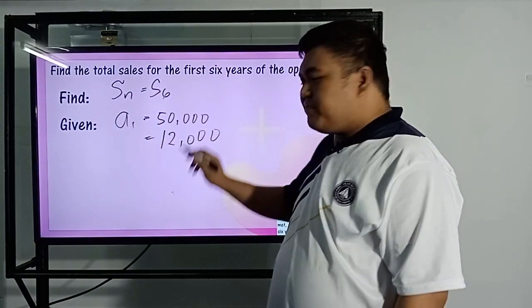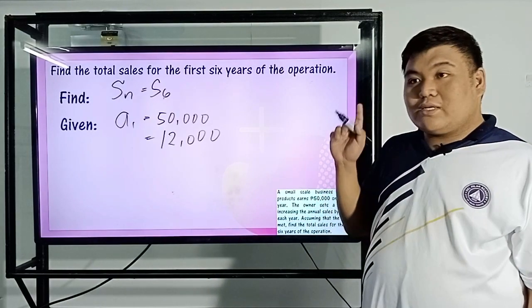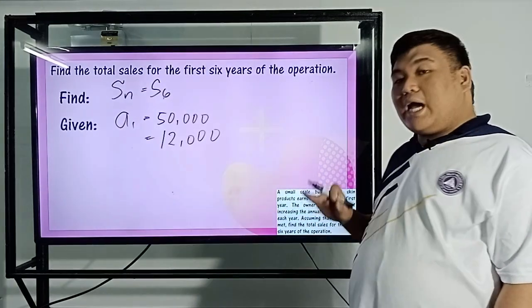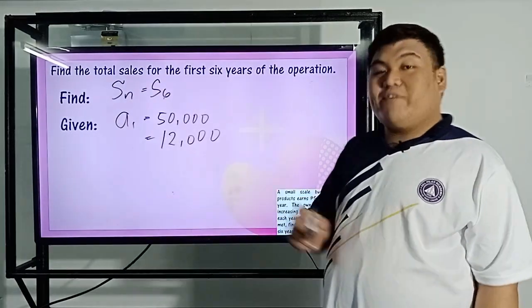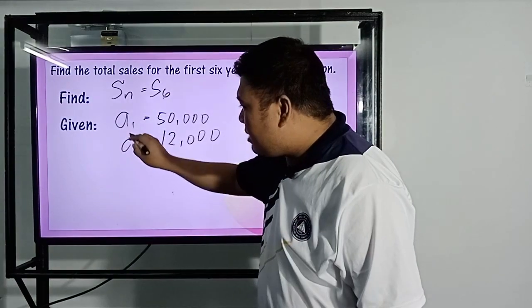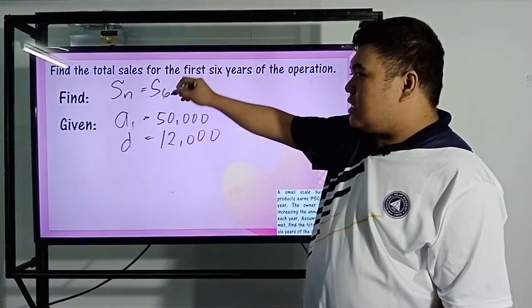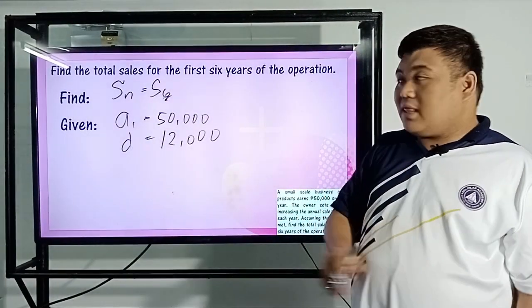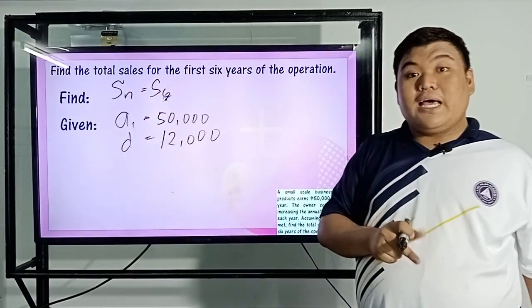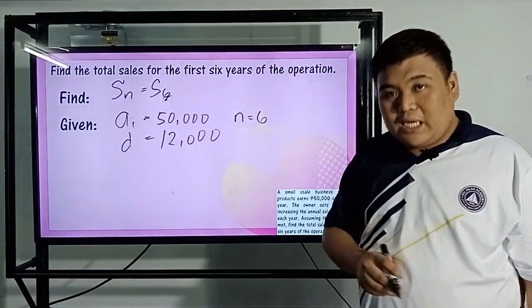Susunod. Ano yung tungkol kay 12,000 pesos? Diba si 12,000 pesos, siya yung gusto niyang madagdag every year dun sa kanyang annual sales. So si 12,000 pesos, siya yung nadadagdag every year, siya naman yung magiging common difference. And lastly, since yung number na nakasubscript ay n, may value tayo na 6. So therefore, ang magiging value ng n natin ay 6.